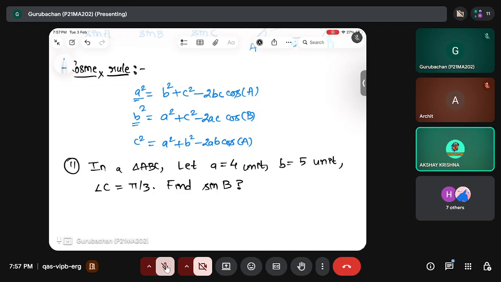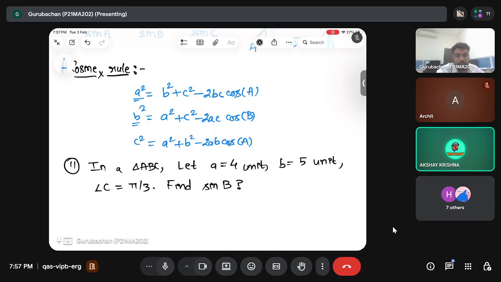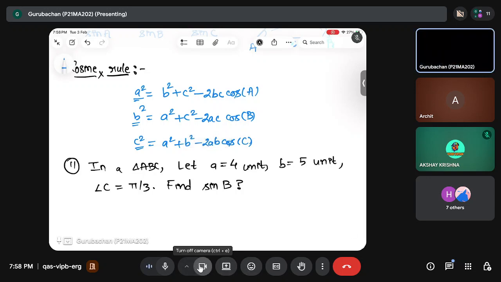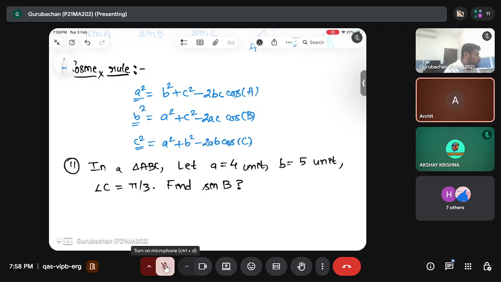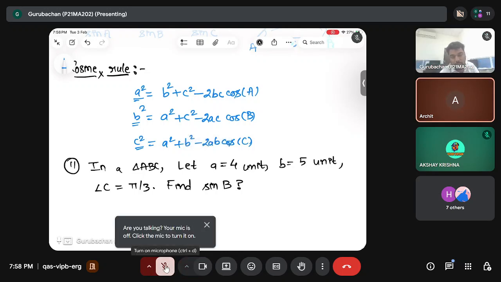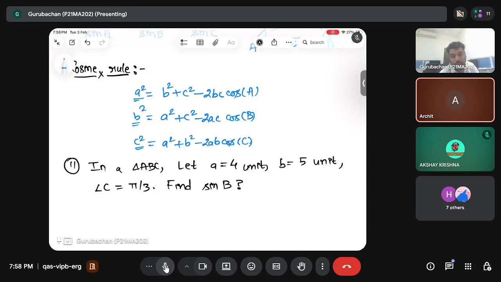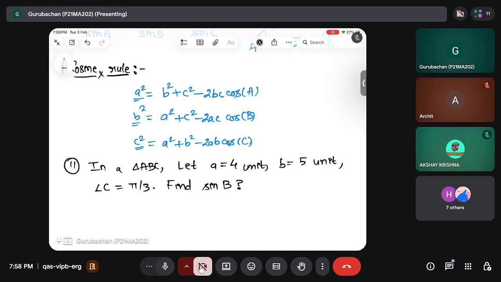Sir, one doubt. Yes. So in the formula, c square equal to a square plus b square minus 2ab cos c, right? Oh, sorry. Cos C. You're right. Just opposite angle of this side. Thanks. Sir, 5 by 2 root 7. 5 by 2, no. Sorry. Wrong answer. Try again.